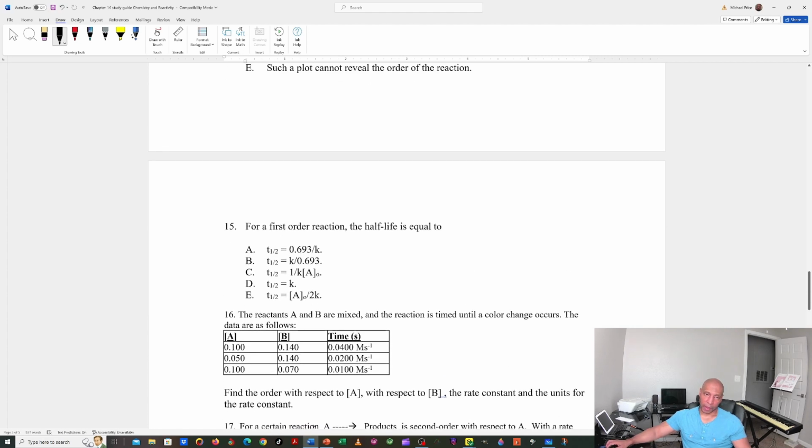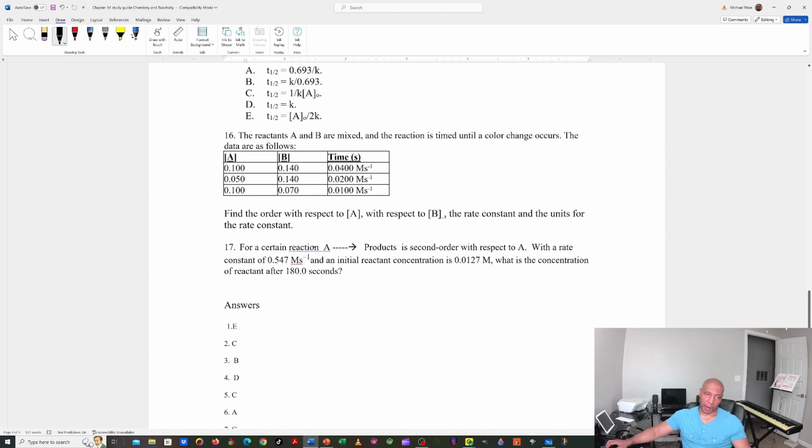Okay. For a first order reaction, the half-life is going to be equal to the natural logarithm of 2 divided by k. The natural logarithm of 2 is 0.693. So the answer to that is going to be A, right?